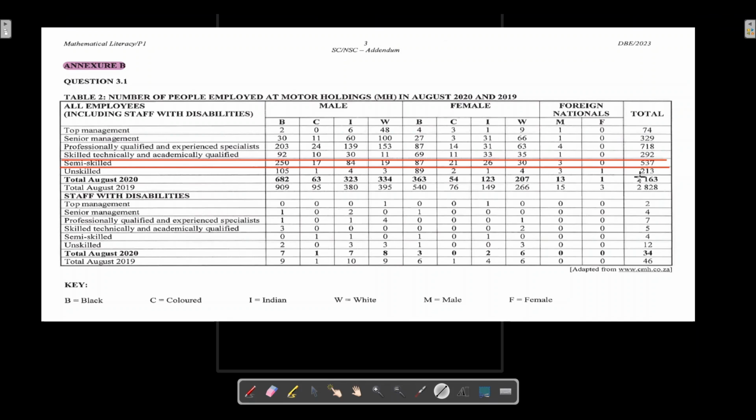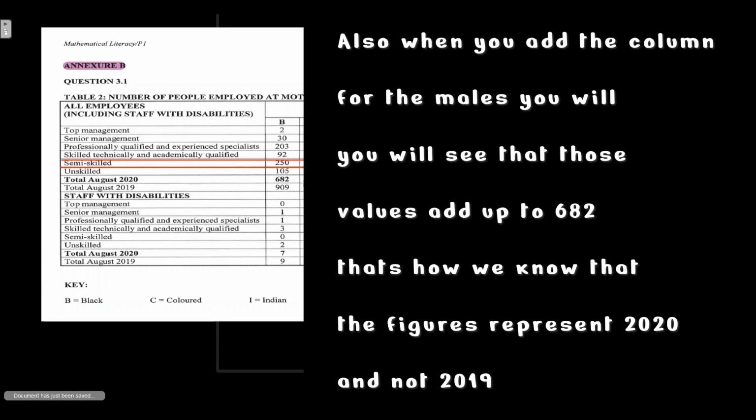was 537. So I already know someone is already confused. Like, how do you know that this figure represents the number of employees for 2020 and not 2019? Okay, so I'm basically going to take the column for the males, and I'm going to focus on the blacks. So when you go down this column, you'll find that if you add the 2 plus the 50 plus the 203 plus the 92, if you add all those values up together, you'll actually get 682. So you'll get the figures for 2020.